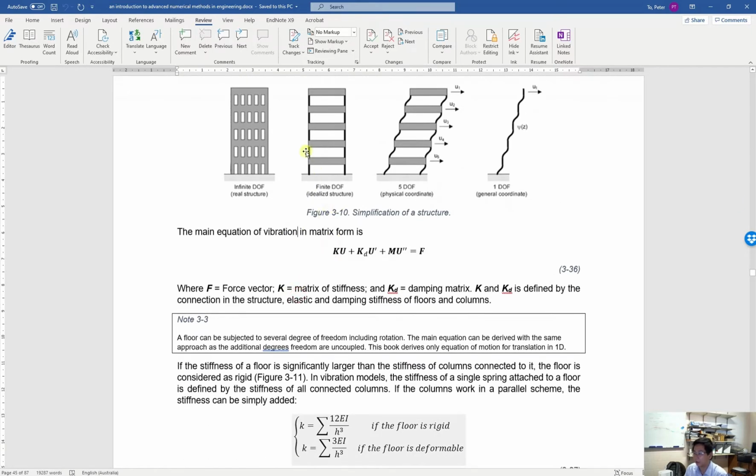And therefore, we can write the problem in matrix form like this: Ku plus Kd times U dash plus M times U double dash equals F. You can simply guess this is the force equilibrium. K is the stiffness, times U, which is the displacement, will be the elastic force. Kd is the damping stiffness, times U dash, which is the velocity, will be the damping force. In some books, Kd is written as C, but I use Kd here to avoid any confusion. M, which is the mass, times U double dash, which is the acceleration, will be the inertial force, and the sum of them equals the external force F.